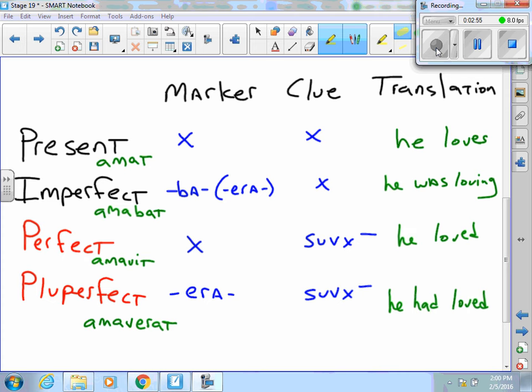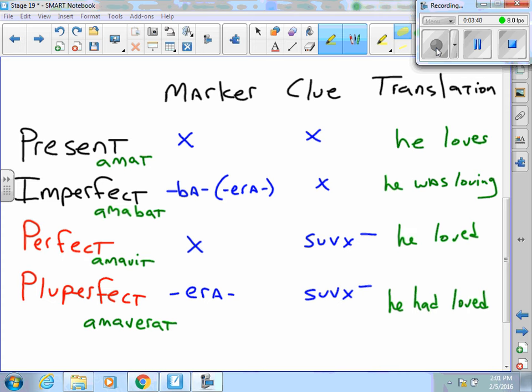The imperfect, I'm looking for the marker BA or an ERA. Now that ERA is only for sum words like possum or sum or adsum, insum, etc. This one, amabat, has BA, so it does have a marker. Does it have a clue, an S, U, V, X, or macron? The answer is no. So it is imperfect tense. He was loving. Perfect tense, amavit. Does it have a marker? No, it does not have a BA or an ERA, but it does have a clue, the V. So S, U, V, or X, or macron, yes, it does have a clue, so it's he loved. If it has both a clue and a marker, like amaverat, it has a clue in V, it has a marker in ERA, it is pluperfect.